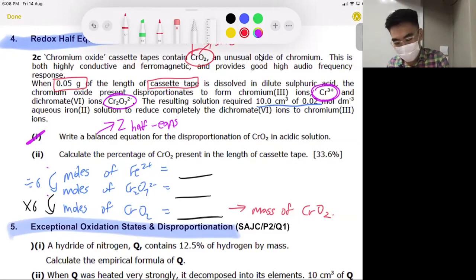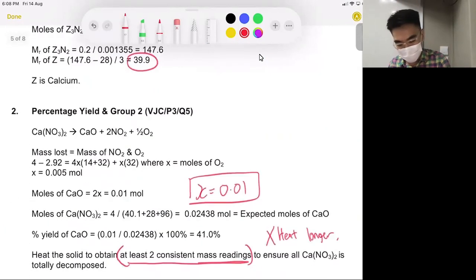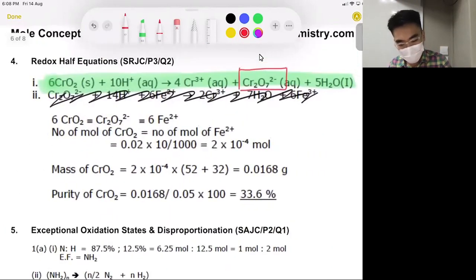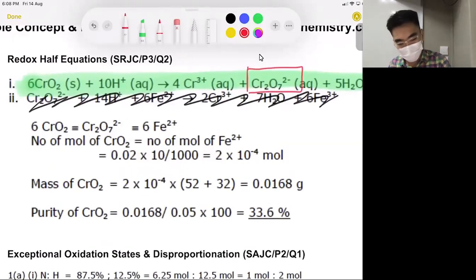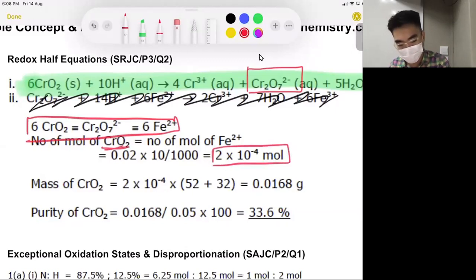Okay, I just quickly flash this out so at least you can see this. So you know this ratio, you can solve for the moles of chromium dioxide. Then you can move on.